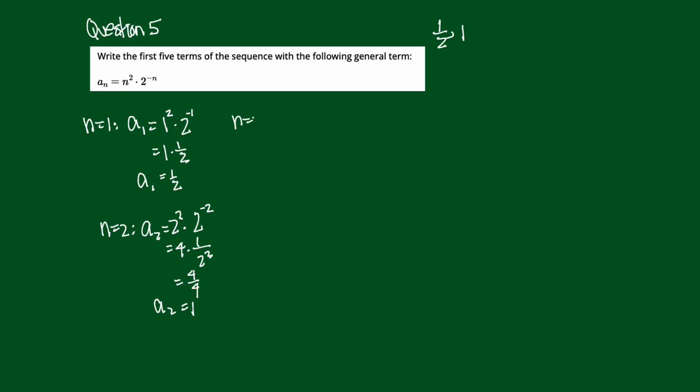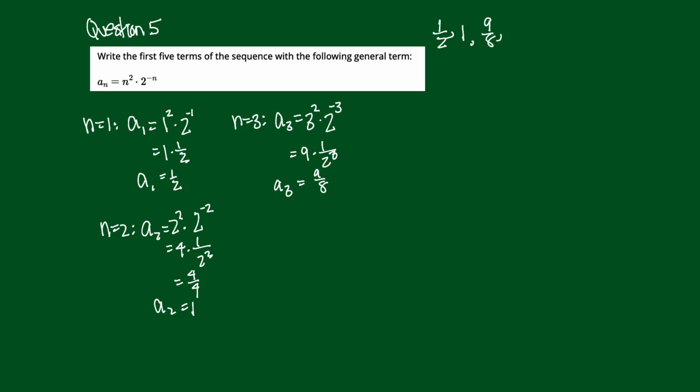Now, when n is equal to 3, replace all these n's, that one, and that one with a 3. So I'll get a sub 3. The third term is 3 squared times 2 to the negative 3. That'll give me 9 times 1 over 2 cubed, which is 9 over 8. All right, so the third term is 9/8. So I'll write that up here.